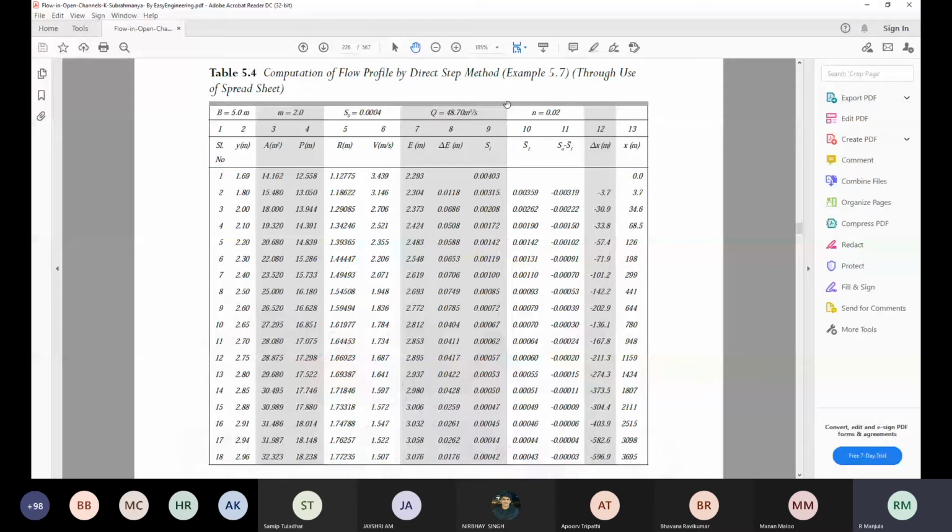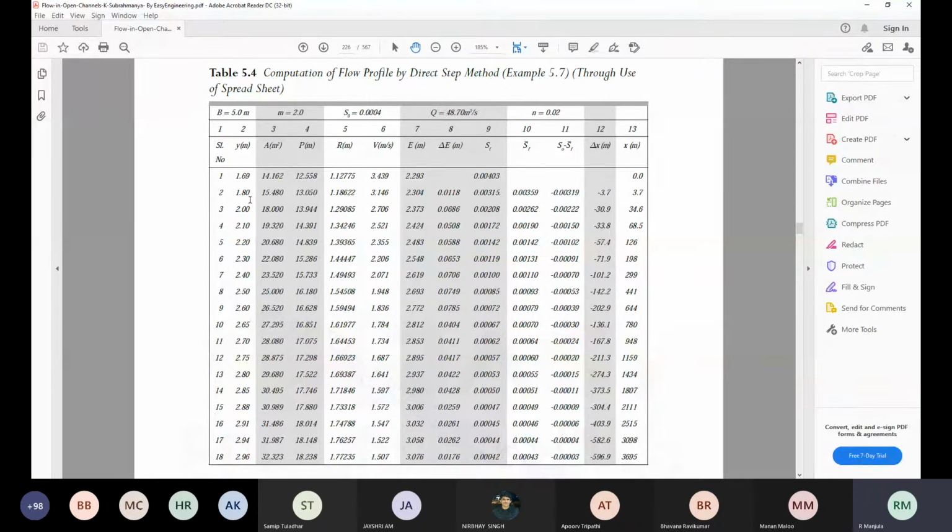So here you can see the SF you are calculating by using the Manning's formula. Then after that you are substituting in delta E, SF, and then if you are going for the next section, you are dividing this entire section up to 2.96, increasing by 0.1. So when you are increasing by 0.1 meter, then you are getting the 17 sections.